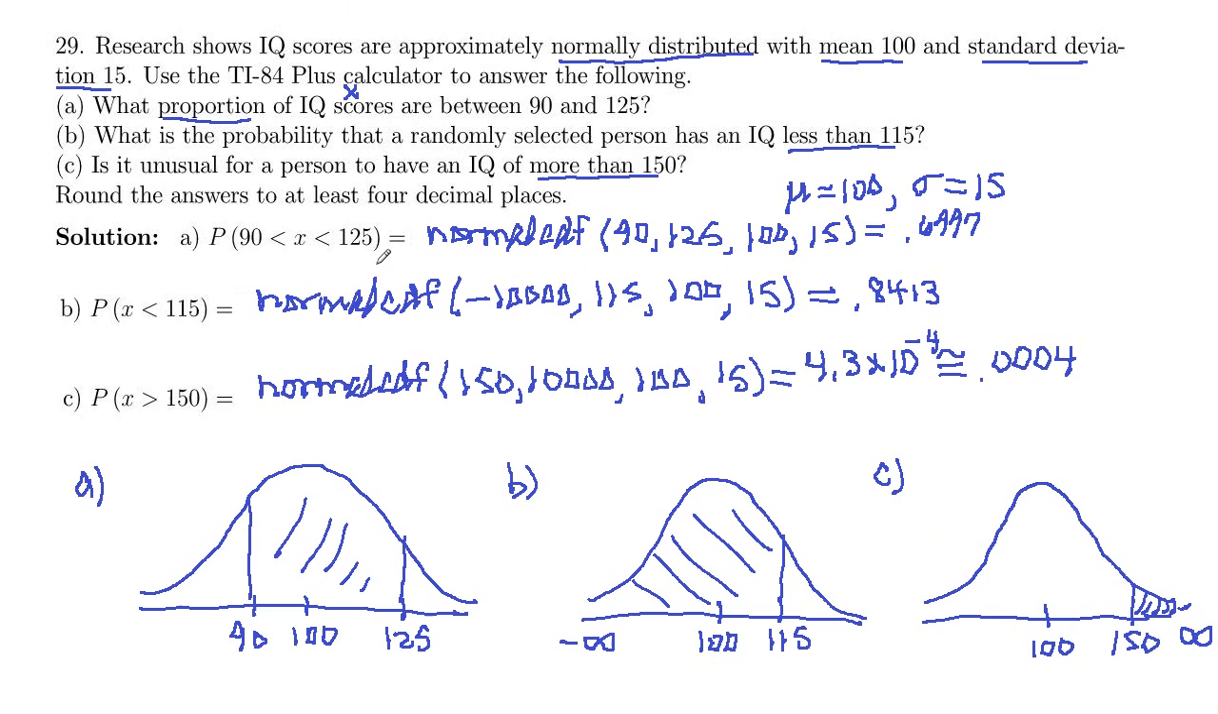And is it unusual? They want to know, is it unusual? Well, that is certainly less than 0.05. So yes, this is indeed unusual. So anything less than 0.05 is unusual, anything greater is not.